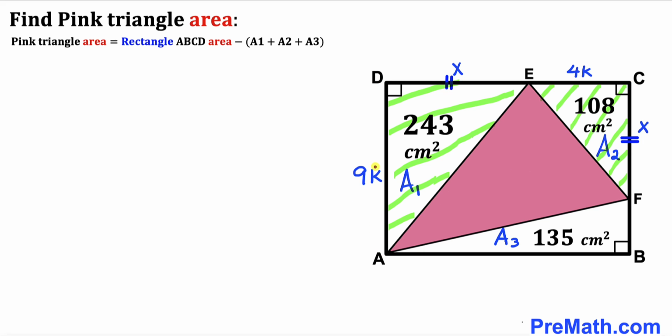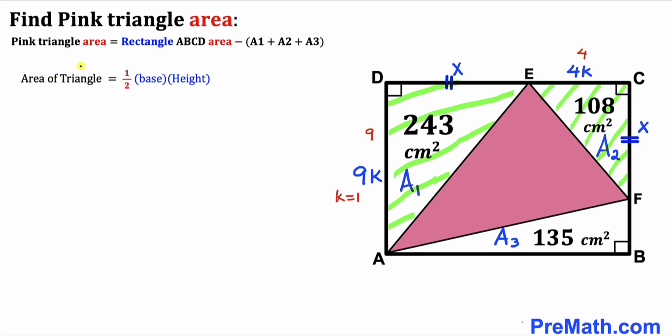Let's assume our k value is 1. If k value is 1, then this side length is going to become 9 times 1, which is 9, and this side, when we plug in k equals 1, is going to become 4. And if this side length is 4 and the area is 108, then we can easily find this x value.